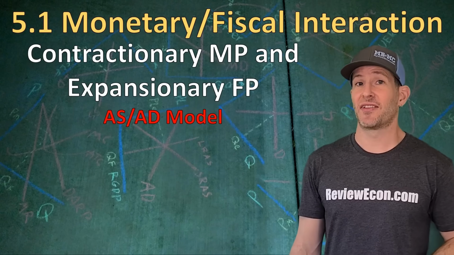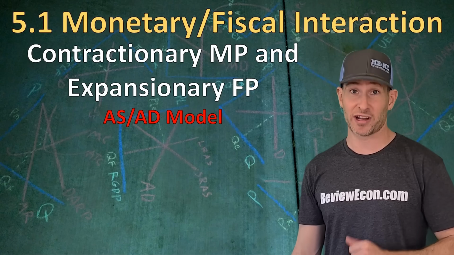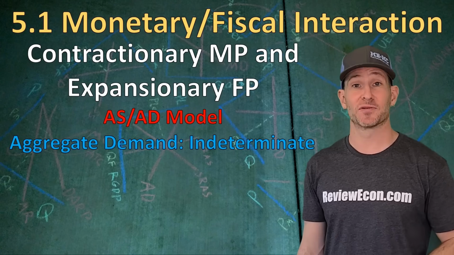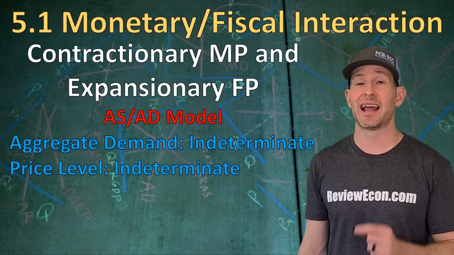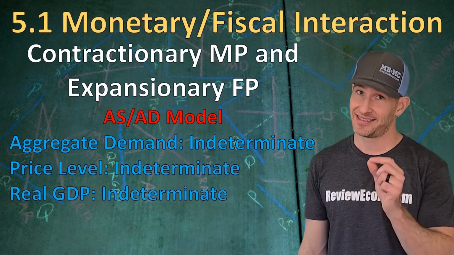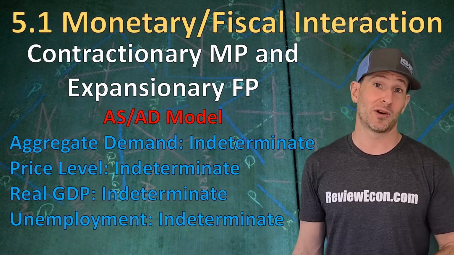So as we just saw in that ASAD model, the combined actions of monetary and fiscal policy working in opposite directions means that aggregate demand curve is indeterminate. As a result, the price level is also indeterminate and the real output is indeterminate. Along with the real output, the unemployment rate will be indeterminate as well. We don't know if it's increasing or decreasing.